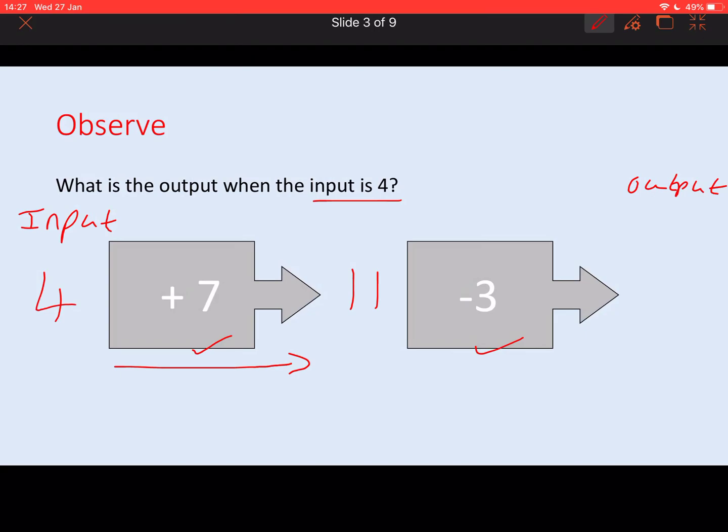Then I need to do 11 take away 3. I'm taking 11 and I'm putting it through this operation, through this machine. So 11 take away 3 gets me 8. So 8 is my output.